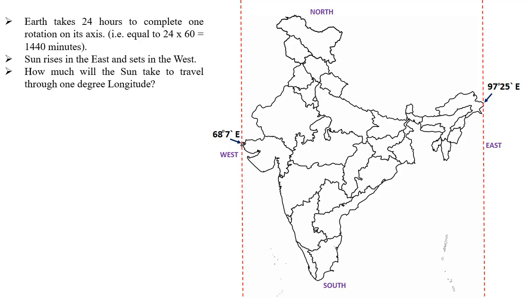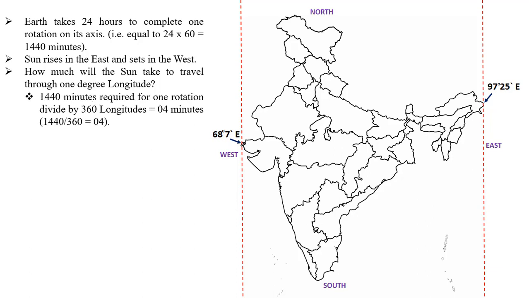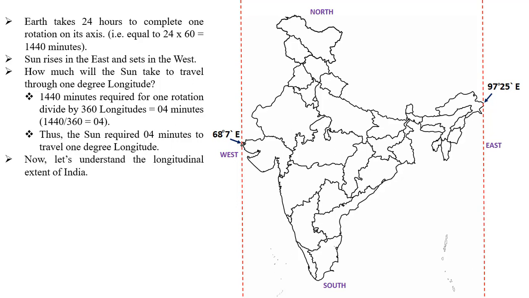Now the question arises, how much time will the sun take to travel through 1° longitude? Just now we understood that the sun takes 1440 minutes for one rotation, and if we divide that by 360, that is the total longitudinal lines that we have, we get 4 minutes. Thus we understand that the sun requires 4 minutes to travel through 1° longitude, right?